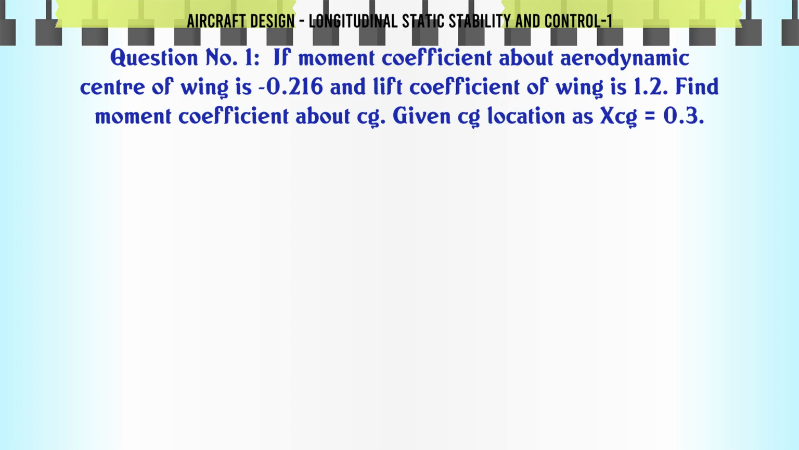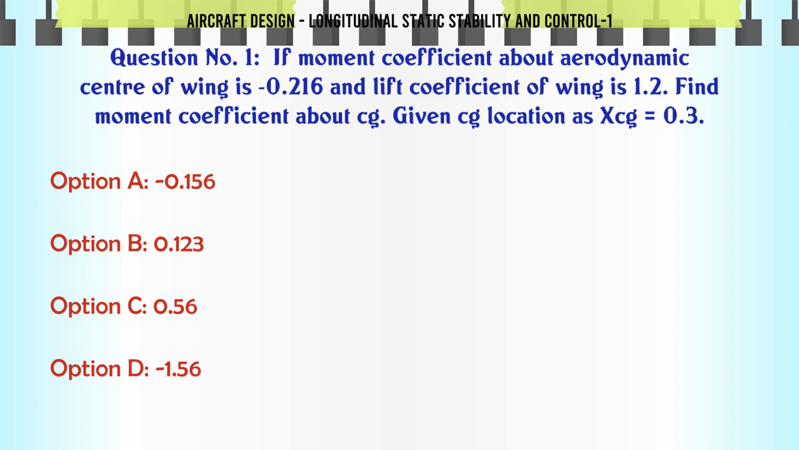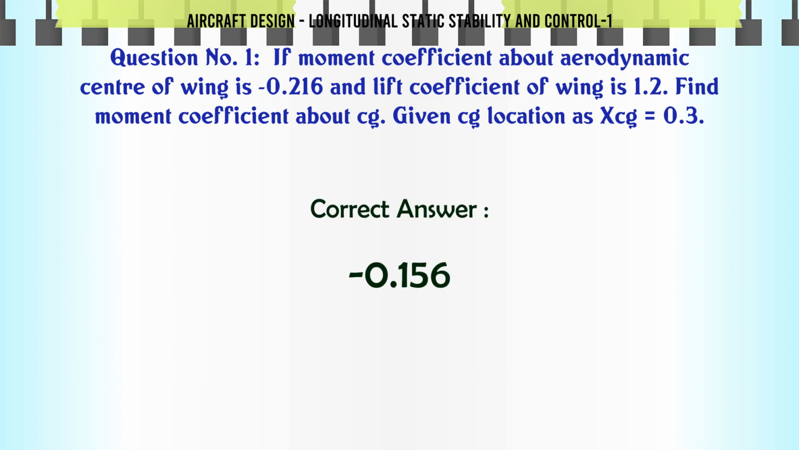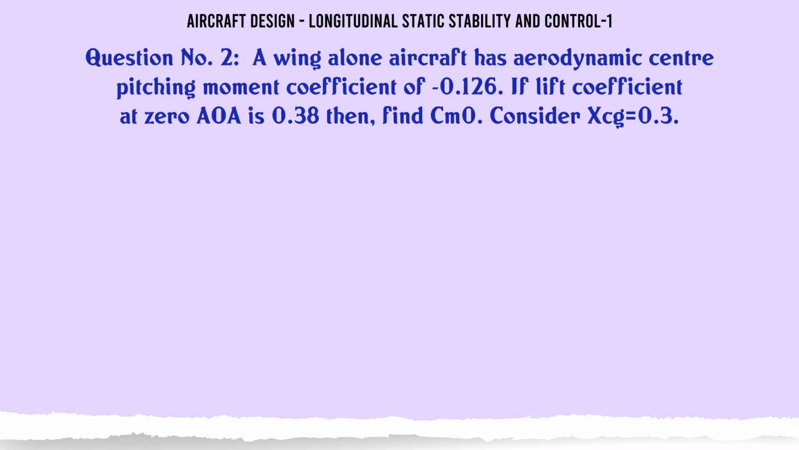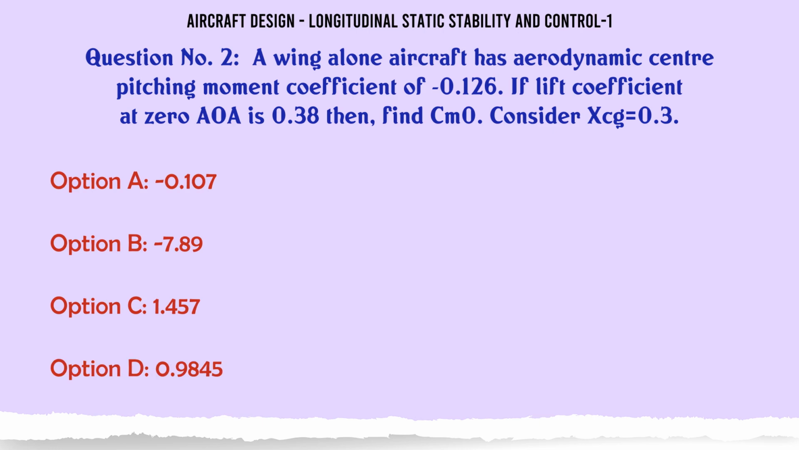If the moment coefficient about the aerodynamic center of the wing is 0.216 and the lift coefficient of the wing is 1.2, find the moment coefficient about the CG. Given CG location x CG 0.3. A 0.156, B 0.123, C 0.56, D 1.56. The correct answer is 0.156.